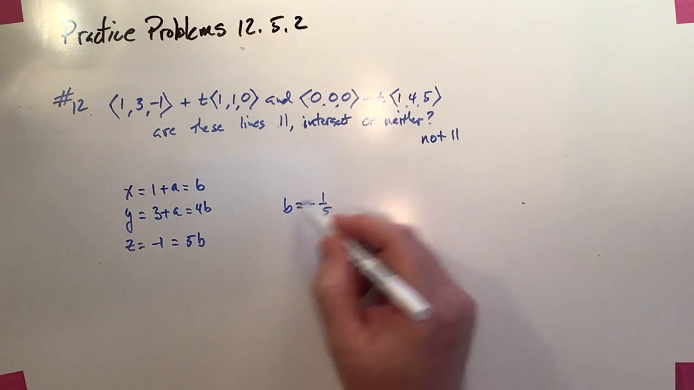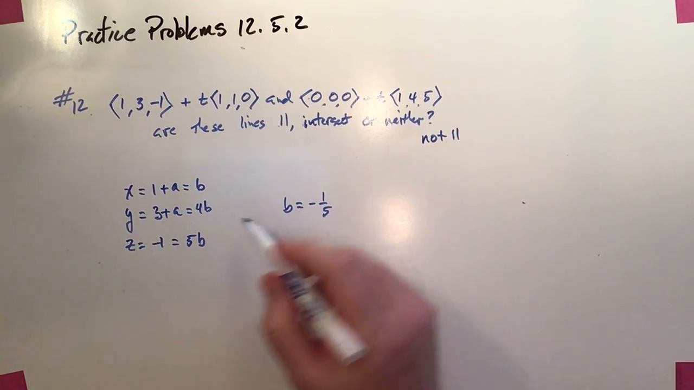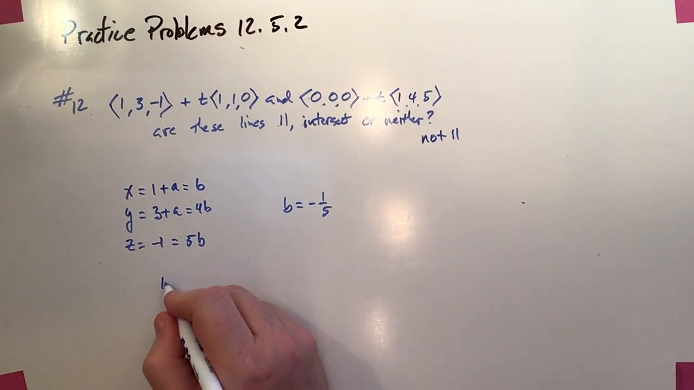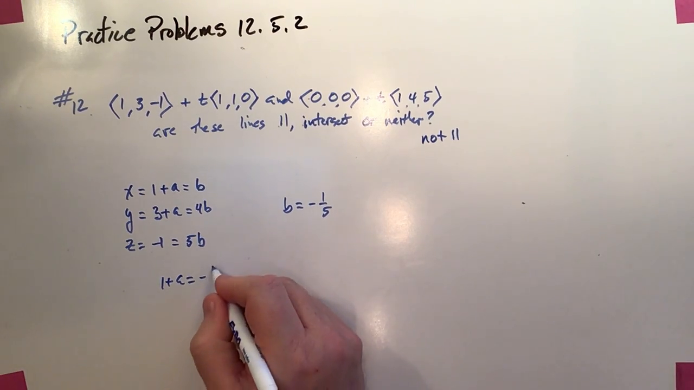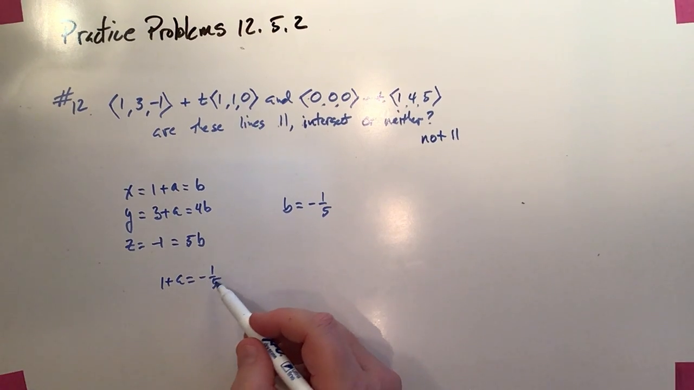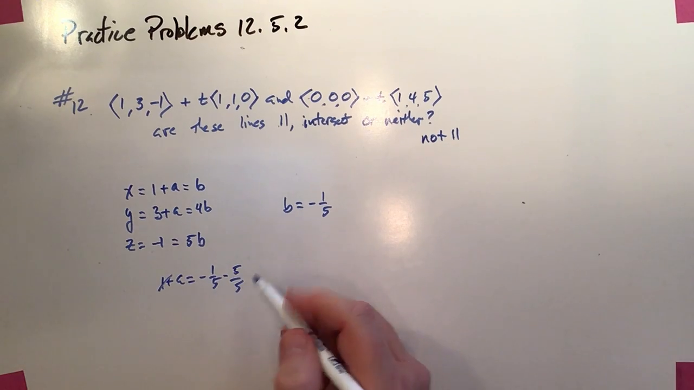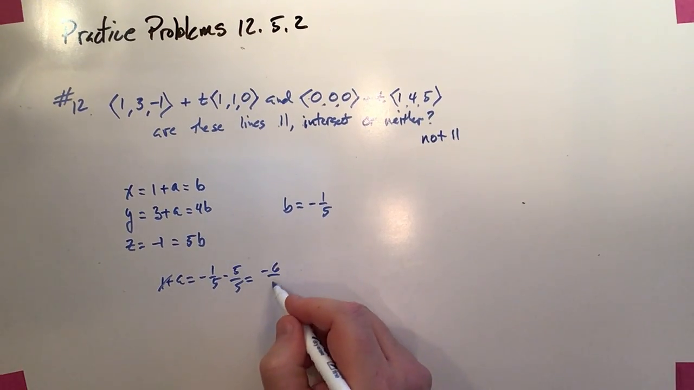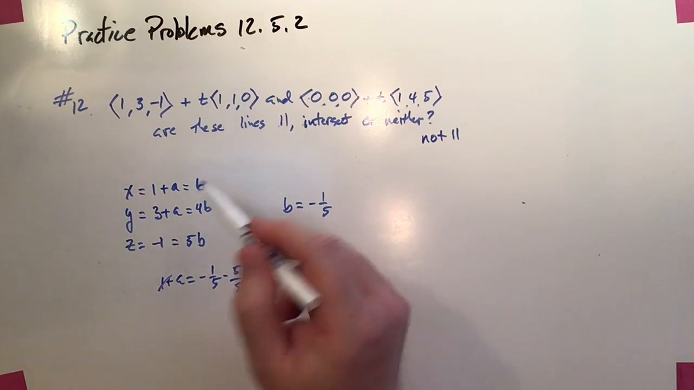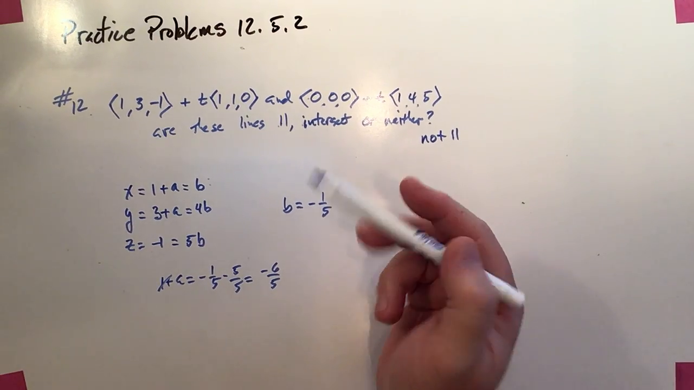So now that I know that b has to be -1/5, I can use, say, the top equation to figure out what a would have to be. So if b is -1/5, then 1 plus a would have to equal -1/5, or subtracting 1, which is 5/5, a would have to be -6/5. So now I know a and b in order for x and z to match up at the same location. Let's test and see if the y coordinate matches.